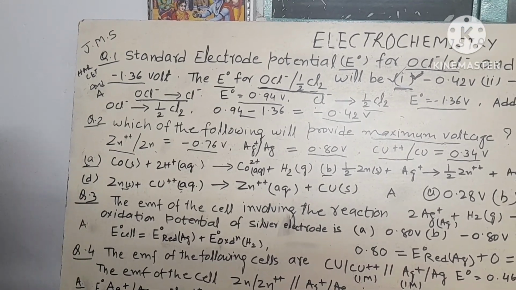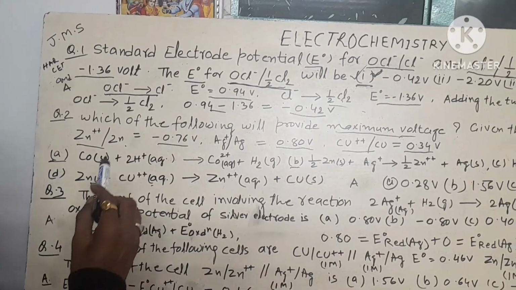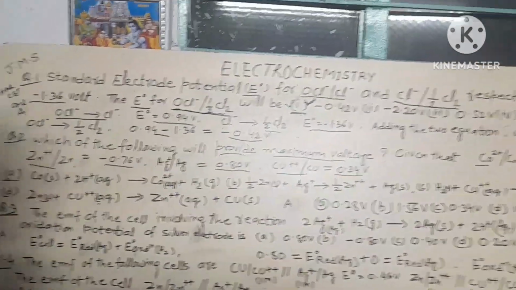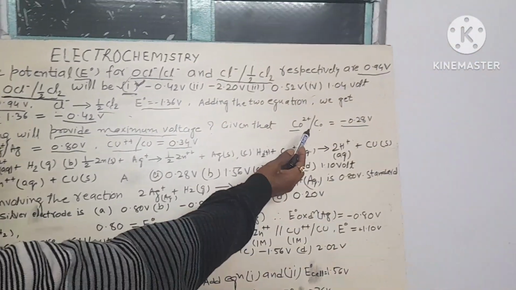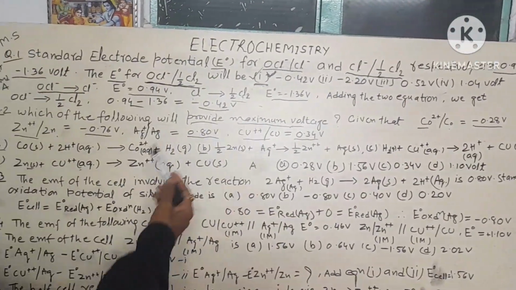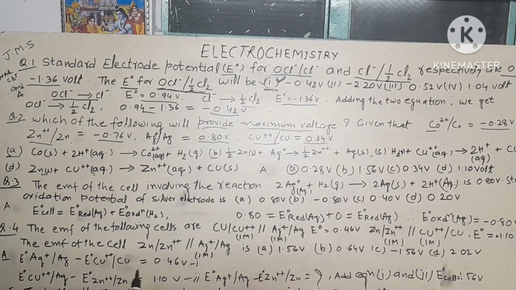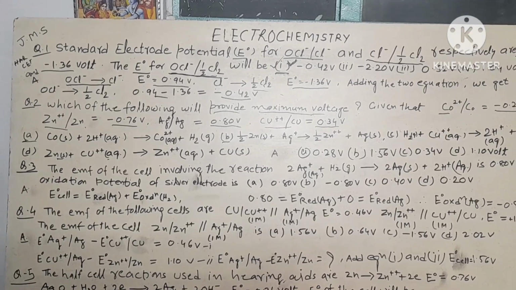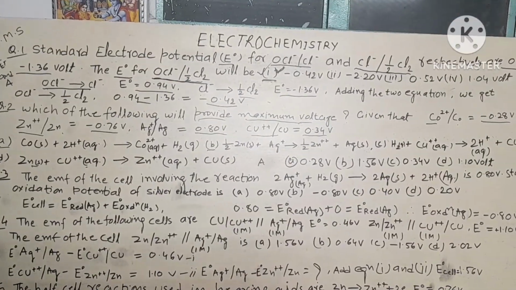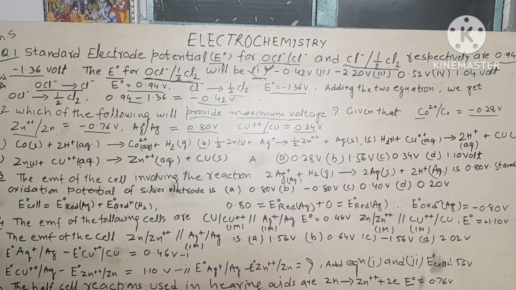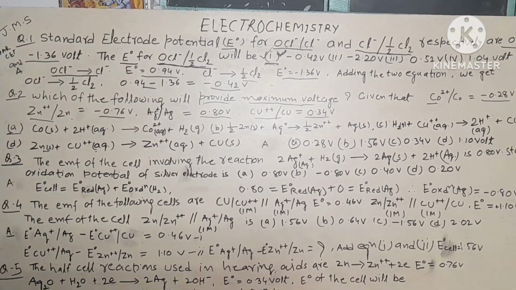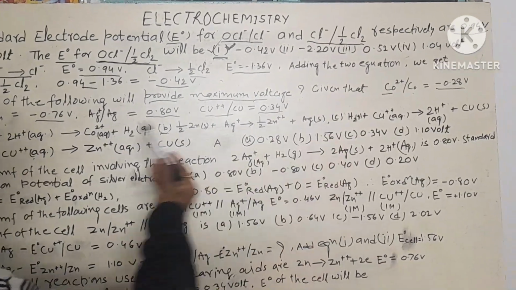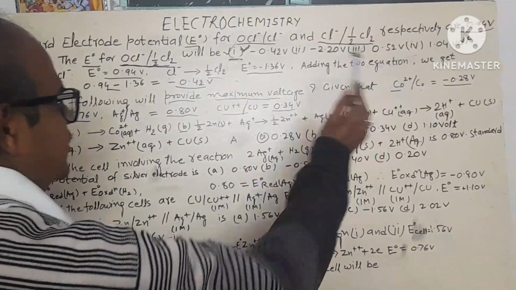Then four options are given. You have to tell which of the following will provide maximum voltage. And four electrode potentials are given. Correct? Now consider how you will solve it. Now I am telling you. It is a little complicated, not more, but the calculation is more.